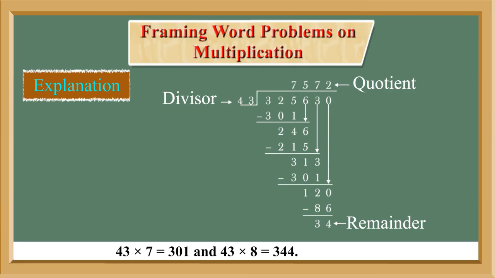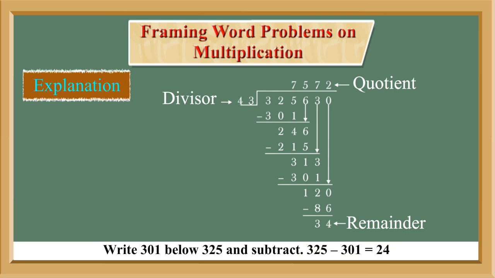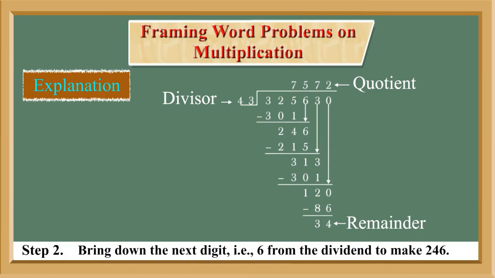43 multiply 7 is equal to 301 and 43 multiply 8 is equal to 344. Clearly, 301 is less than 325 and 344 is greater than 325. So, 43 is contained 7 times in 325. Write 7 in the quotient just above 5 as shown in the solution. Write 301 below 325 and subtract. 325 minus 301 is equal to 24. Bring down the next digit, therefore, 6 from the dividend to make 246.